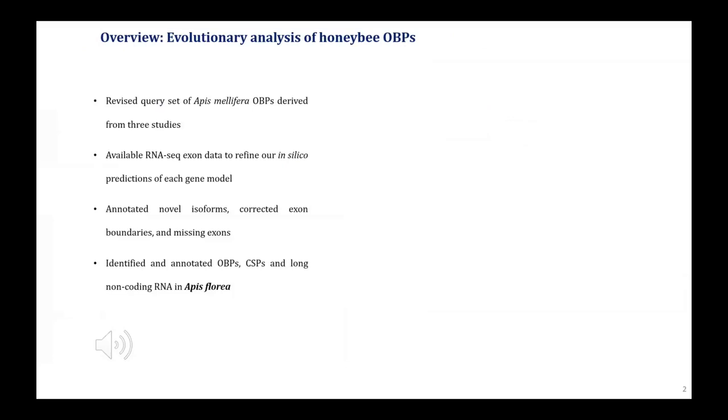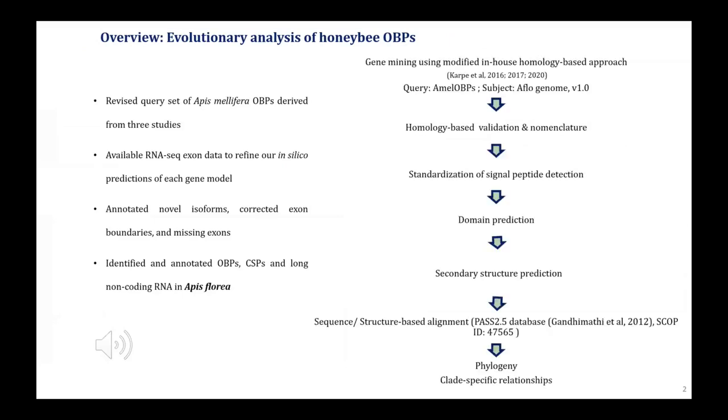In order to identify and analyze OBPs from the Apis florea genome, we used a refined protein query set of Apis mellifera OBPs. We refined our query dataset using 3 independent studies and a homology-based pipeline. Furthermore, we used publicly available RNA-seq exon data to refine our in silico predictions of gene models corresponding to OBPs. We annotated novel isoforms, corrected intron-exon boundaries, and completed missing exons.